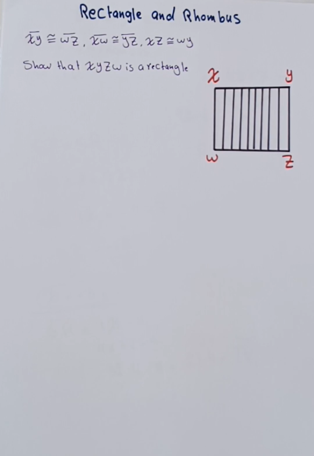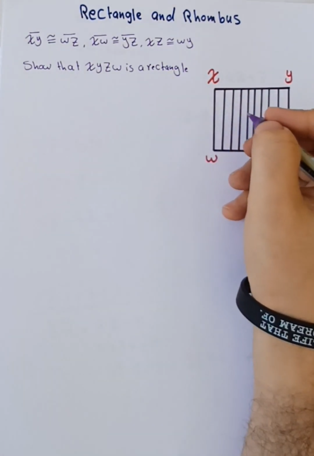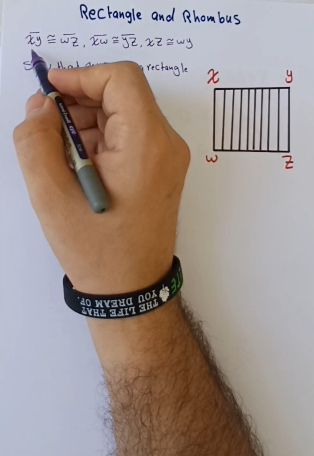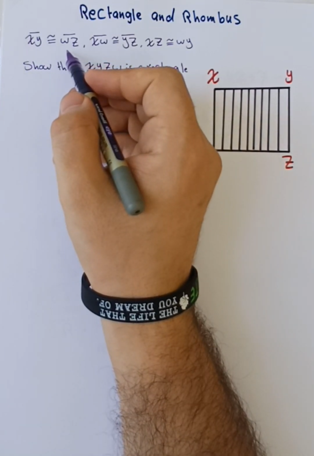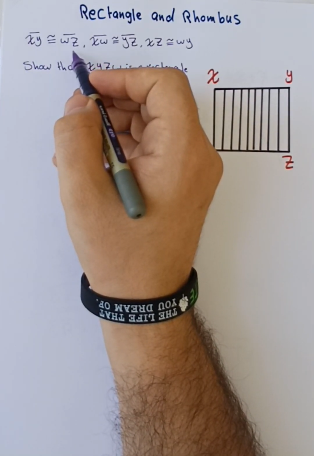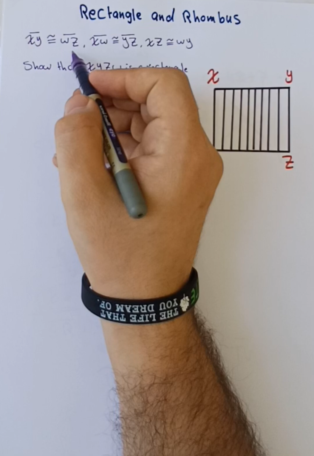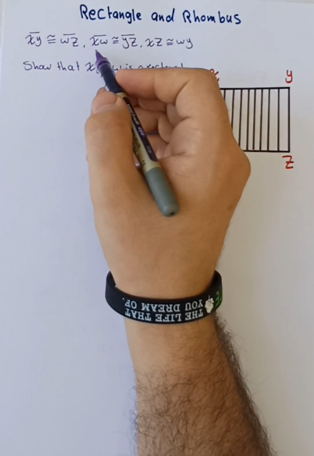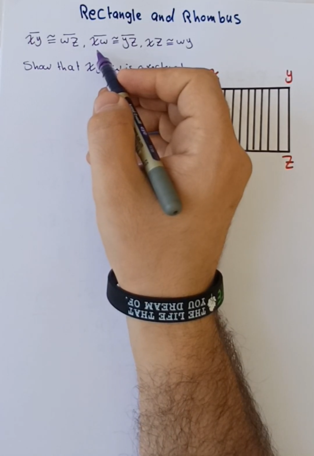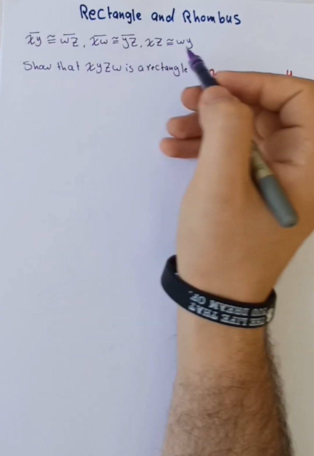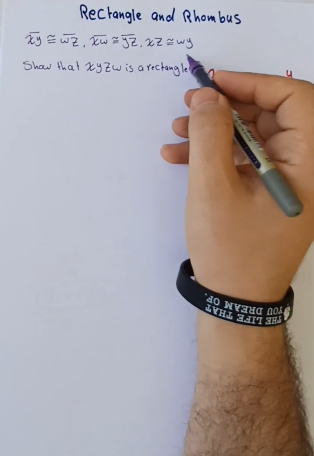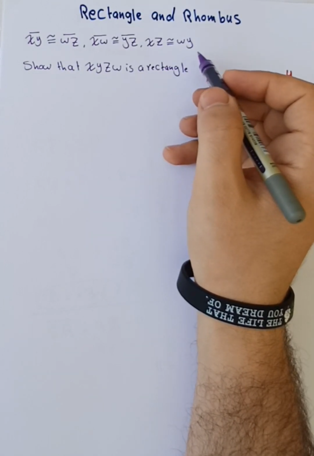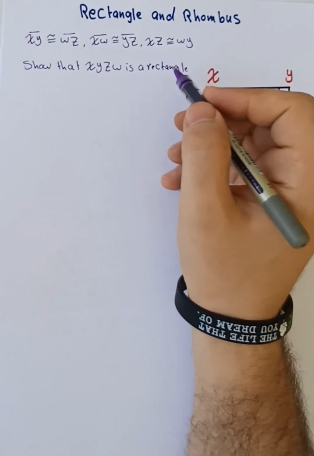We have this example, and we have some information about this figure. The length of XY equal to WZ, and the length of XW equal to YZ, and the length of XZ equal to WY.